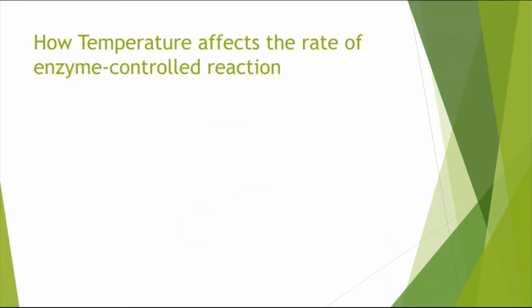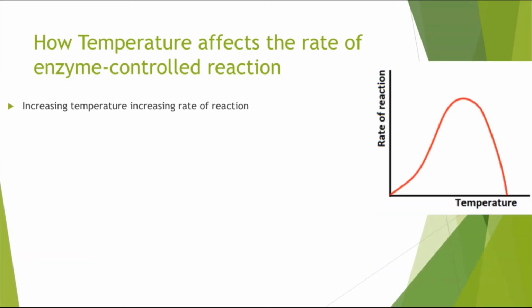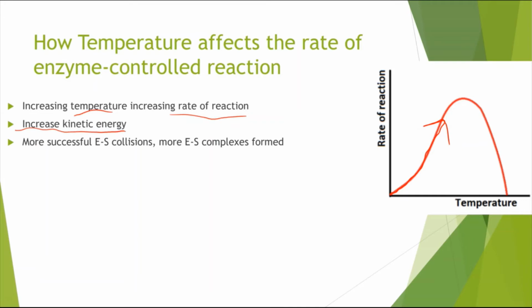Right, so how does temperature affect the rate of an enzyme-controlled reaction? Increasing the temperature increases the rate of reaction. As you can see in the picture, as we increase the temperature, the rate of reaction increases. This is because there will be increased kinetic energy, so particles are moving around faster, and this means there will be more successful ES collisions, which are enzyme-substrate collisions, and therefore more enzyme-substrate complexes being formed, which lead to the reaction occurring.